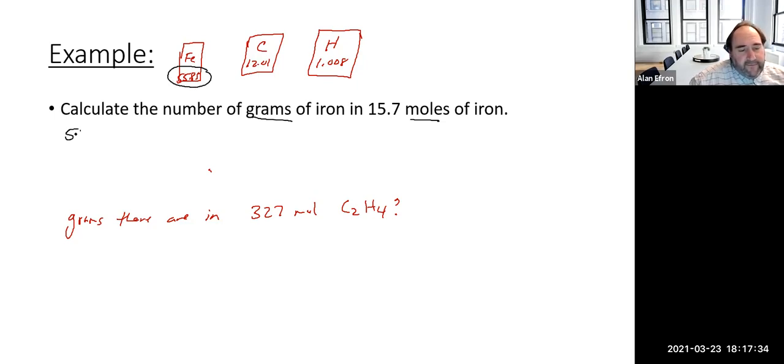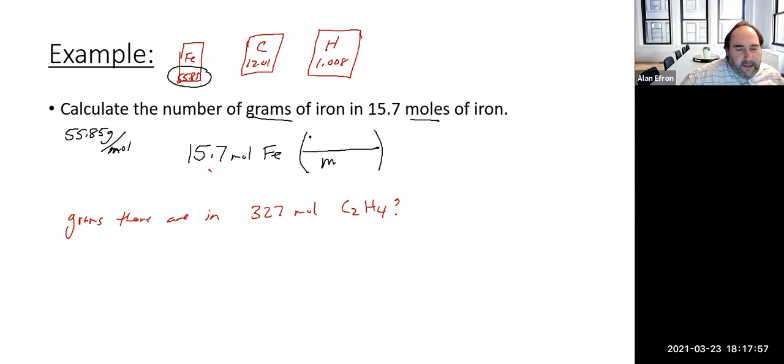Iron would be 55.85 grams per mole. Again, typically when we take that number off the periodic table, 4 significant figures is what we go with. So we're just going to do it like a conversion problem. I start with my 15.7 moles of iron. I want to get rid of iron, so I want the moles on the bottom and the 55.85 grams up on top.